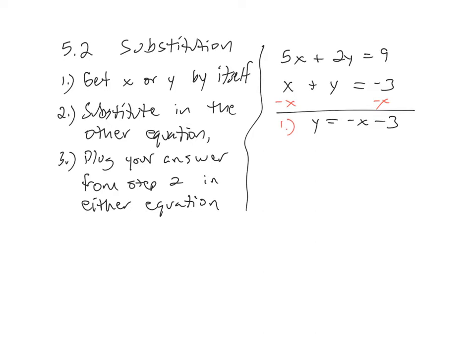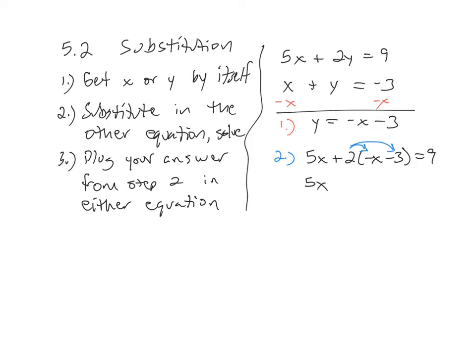So go into the top equation, and this is where I'm doing step number 2. In the top equation, instead of y, I'm going to put negative x minus 3. Okay, and then here's where the bulk of the work happens. I got to get rid of the parentheses, so I'm going to distribute.